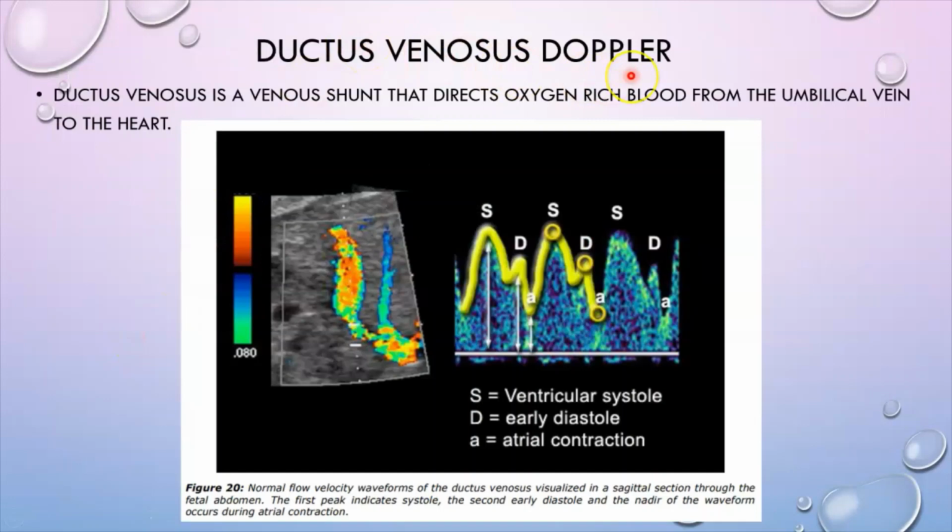Fourth is the ductus venosus Doppler. Now, what is ductus venosus? Ductus venosus is a venous shunt that directs oxygen-rich blood from the umbilical vein to the heart. It has three waveforms. The first peak indicates systole. The second is the early diastole, and then there is a nadir of the waveform which occurs during atrial contraction. And third is the A wave, that is atrial contraction.